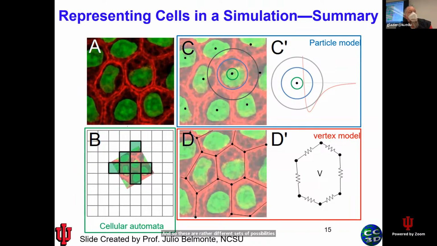So here are three different approaches to modeling the same picture. And we're going to have to make different measurements and different decisions to be able to turn that single experimental image into a computational simulation.